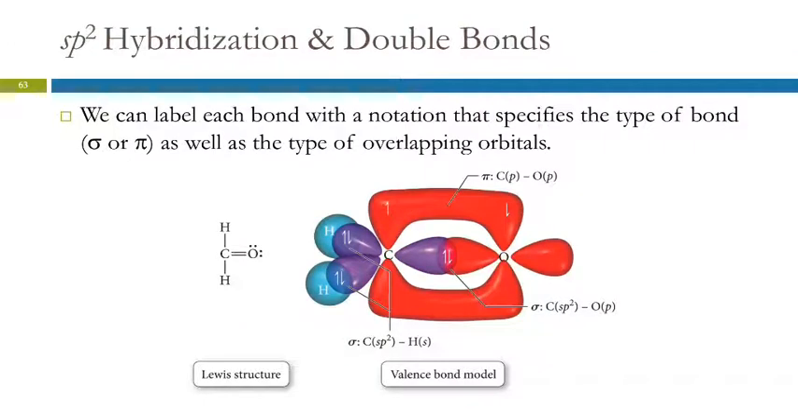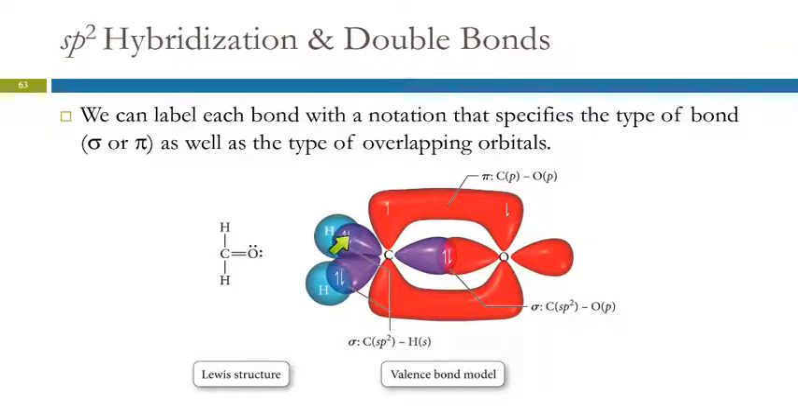So here's that same molecule. We can label these bonds. So this bond here between the hydrogen and the carbon, on the carbon we have an sp2 hybrid orbital participating, and on the hydrogen we have an s orbital. And so we can label that bond as sigma C sp2-H s. So this is a sigma bond, an end-to-end overlap between carbon and hydrogen. The orbital on carbon is sp2, the orbital on hydrogen is s.